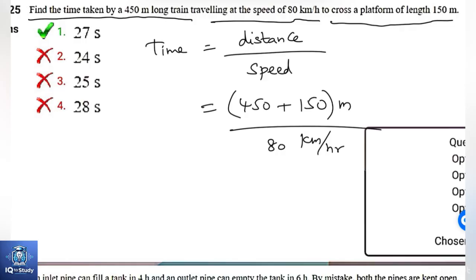We can convert kilometers per hour into meters per second by multiplying with 5 by 18, which means 600 by 80 into 5 by 18 meters per second, which is equal to 27 seconds.